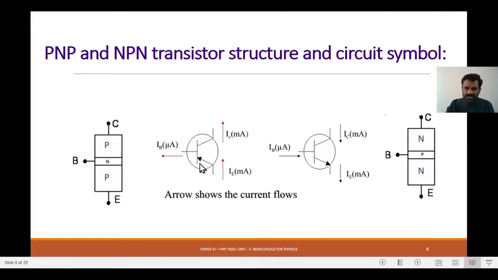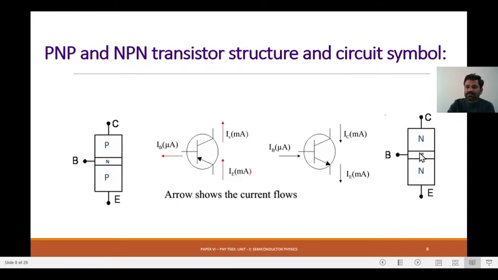Here the majority charge carriers are holes, which have been indicated in this direction. Here the majority charge carriers are electrons, hence this has been denoted like this. You can see the collector current and base current will flow and it is moving towards an emitter. It shows the direction of flow of majority charge carriers. And this is an NPN transistor.